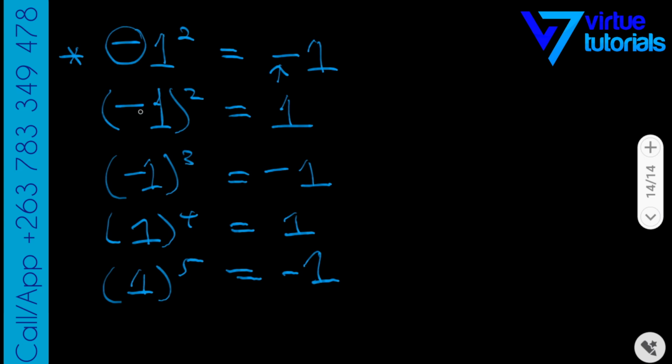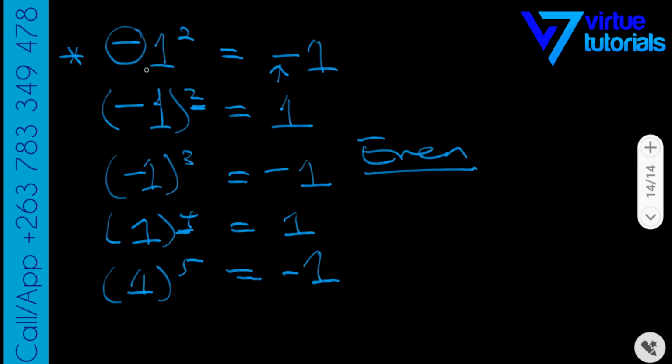If you have brackets and a negative, when the powers are even numbers, right? Even numbers are numbers you can divide by 2 without leaving a remainder. So 2, 4, 6, 8, 10, etc. If these powers are even numbers, it means your result is going to be positive. If the powers are not even numbers, the result is going to be negative, given that there were brackets.